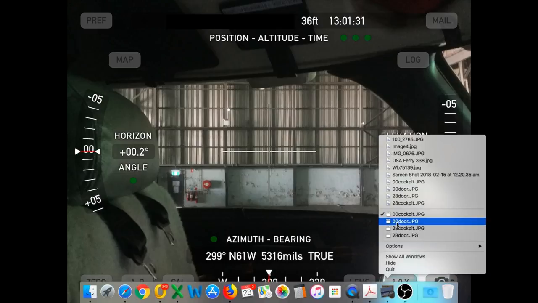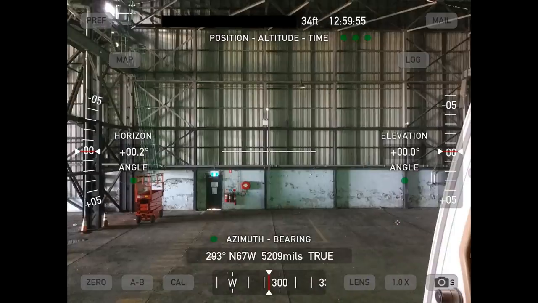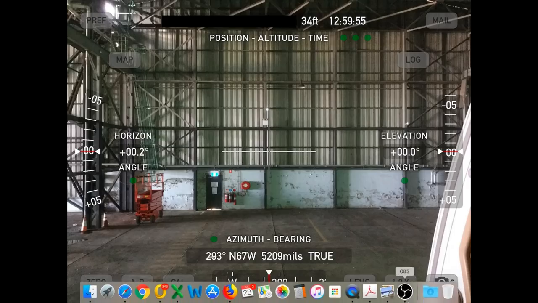I then move to the door. So we're now no longer looking through glass. We're now looking through an open door. The same app, the same day, 0.0 degrees. You can see the crosshairs are striking the same position on the far wall. Let's look at that again.